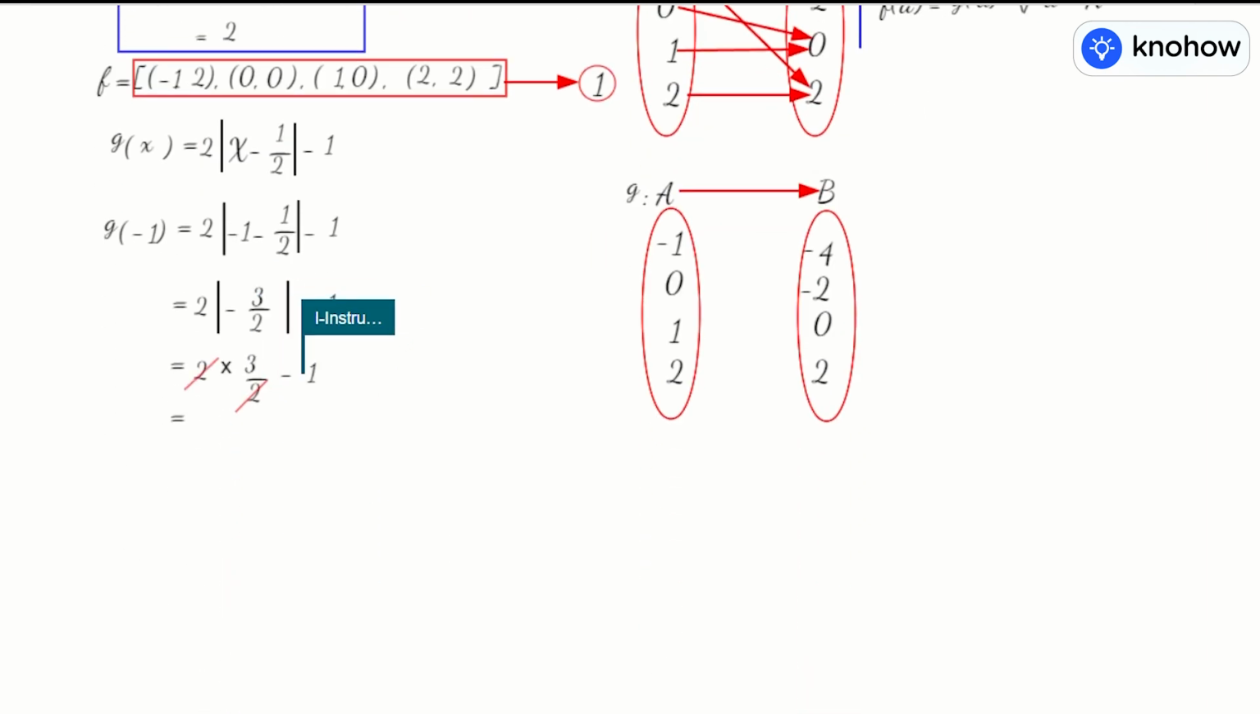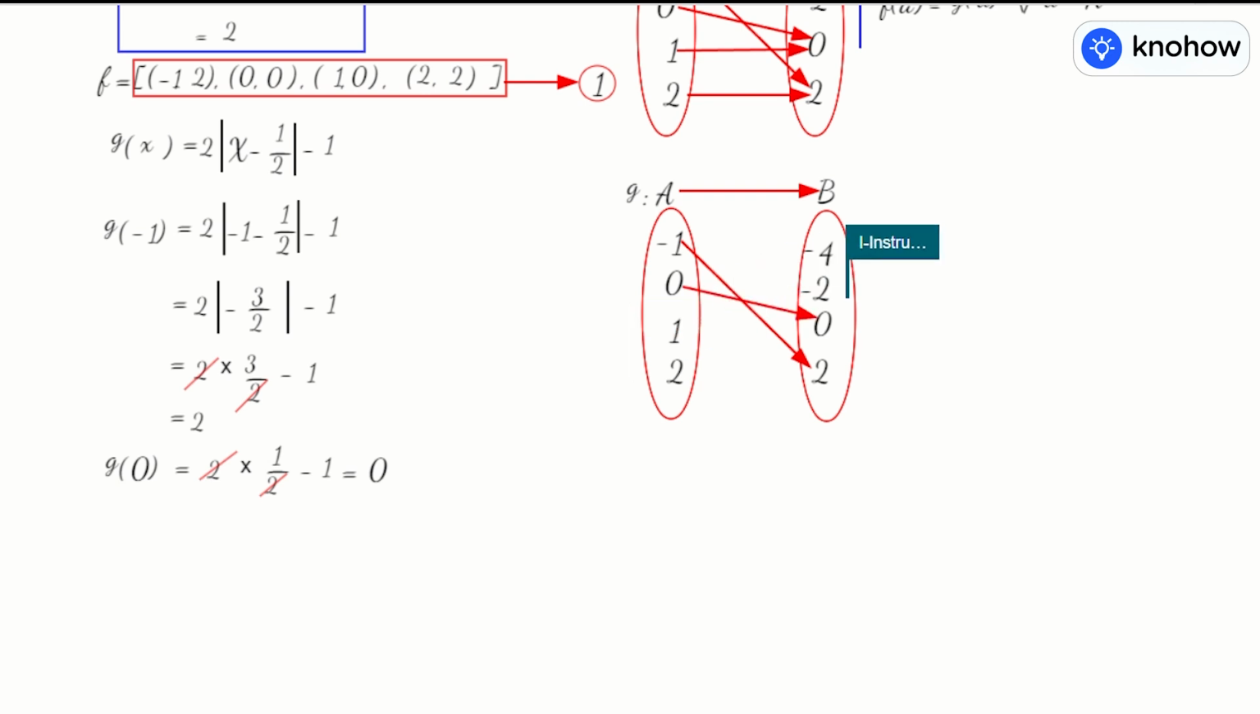So it is 2. What is f(-1)? It is 2. So f(-1) and g(-1) are both 2. We are finding the g image. g(-1) is 2. And now let's see g(0), the g image of element 0. 0 minus half is -1/2, and as a modulus it will be 1/2. Twice that is 1, and 1 minus 1 finally gives 0. So 0 corresponds to 0.